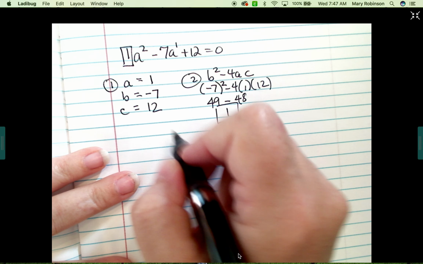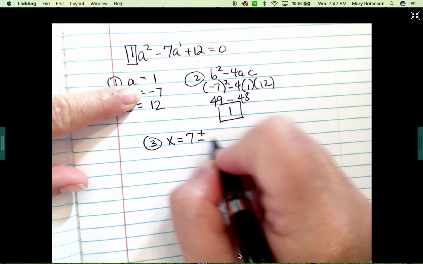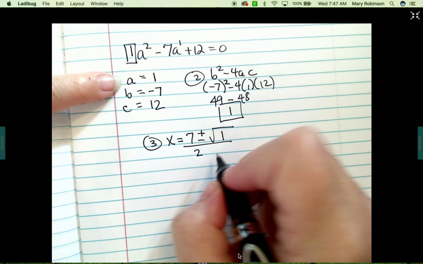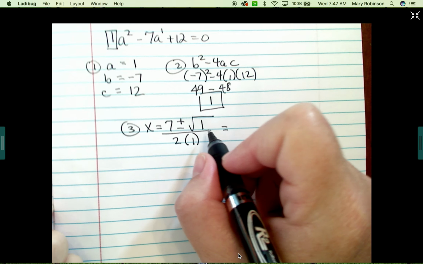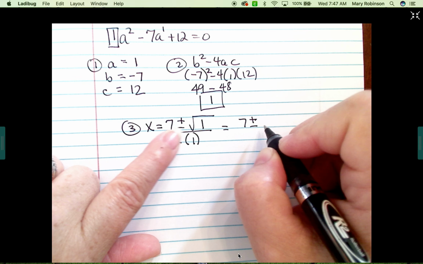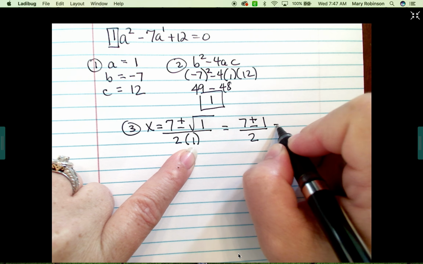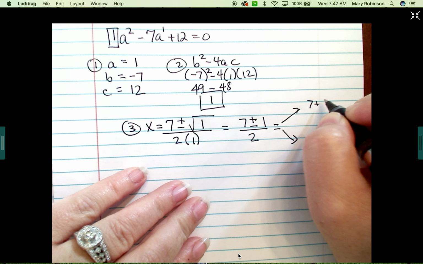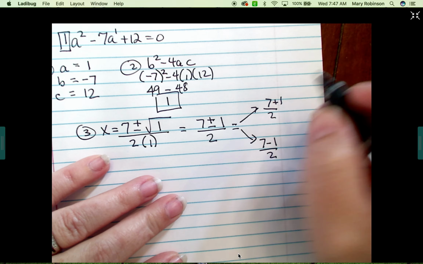So we start off now with our formula. X equals opposite b plus or minus the square root of the discriminant all over 2 times a, which is 1. Now 1 is a perfect square. So I'm going to go ahead, 7 plus or minus square root of 1 is 1, all over 2 times 1, which is 2. And remember, this is going to be broken up into two solutions, 7 plus 1 over 2 and 7 minus 1 over 2.